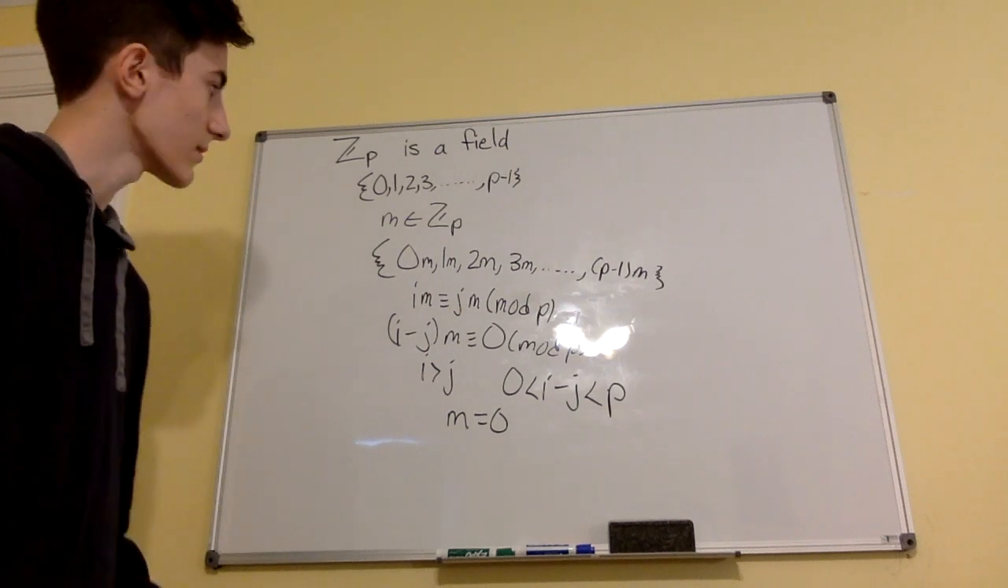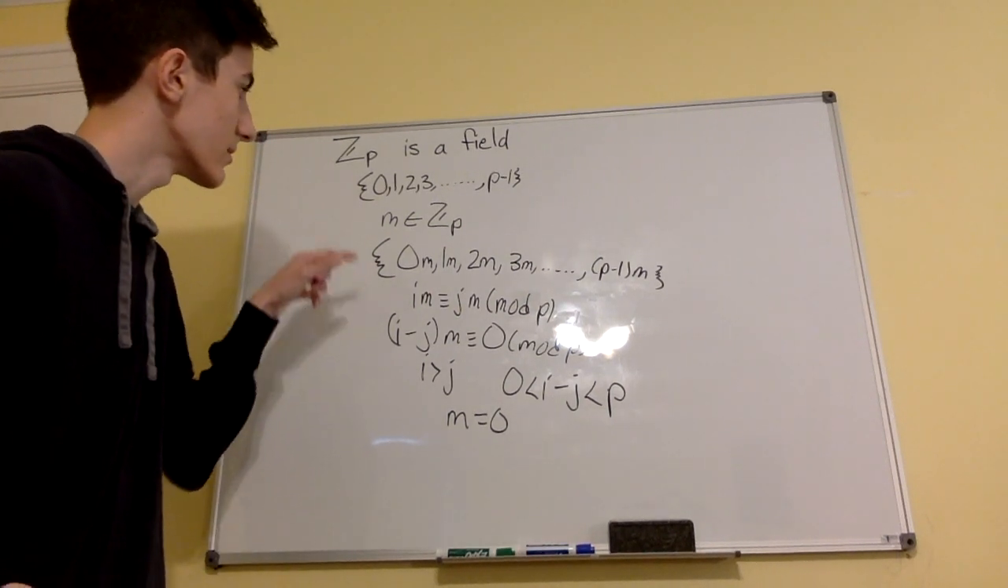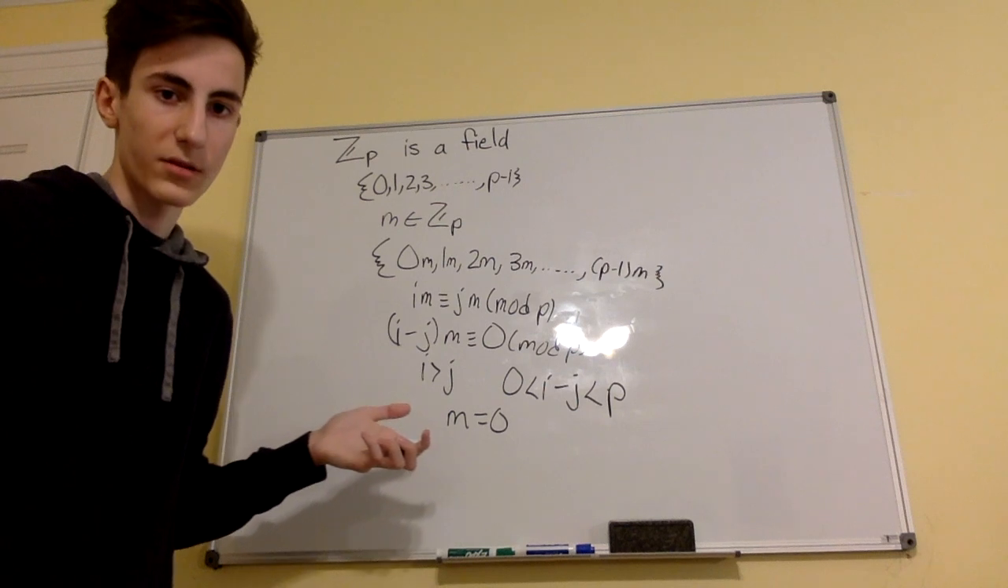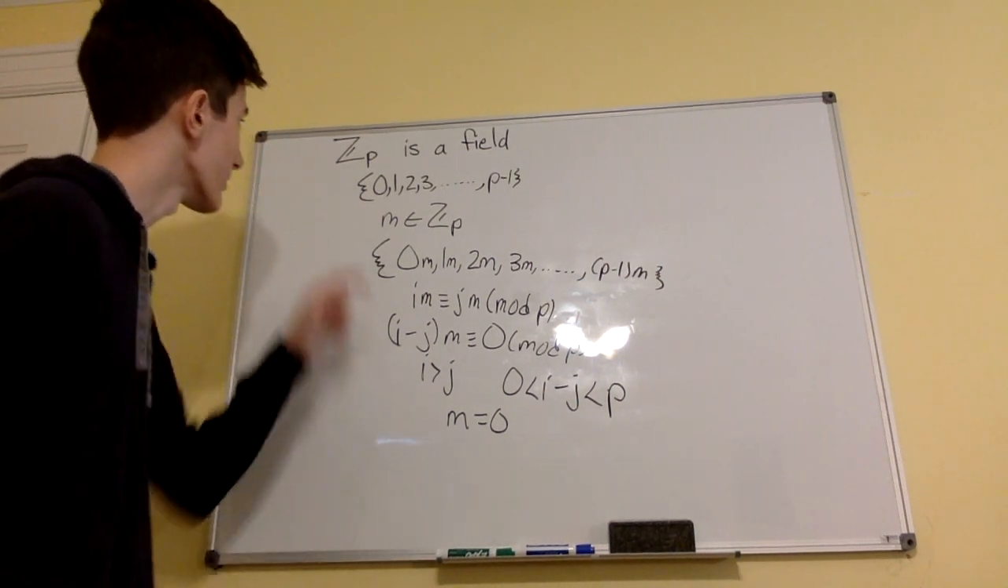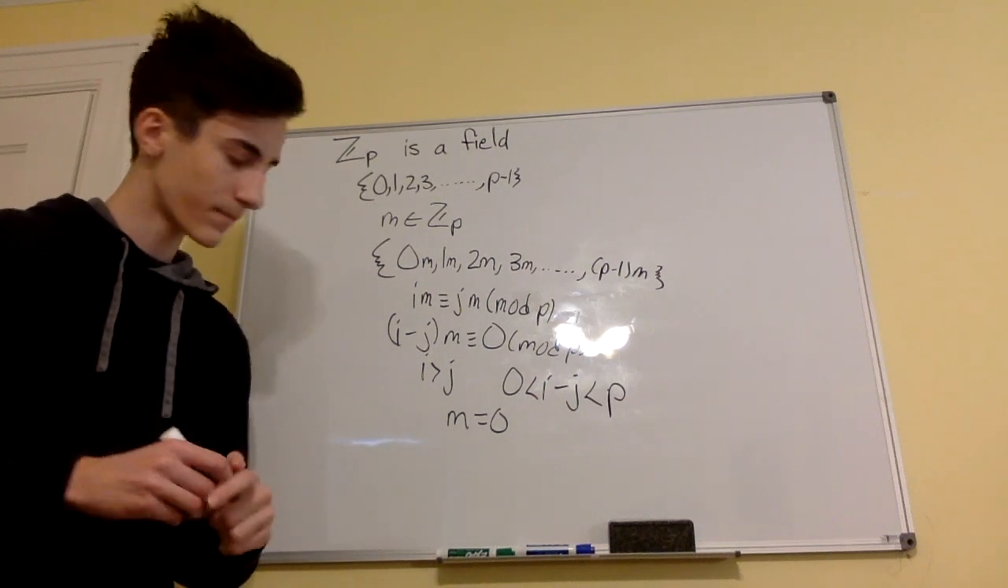And if M equals 0, that means the only element here that doesn't have a multiplicative inverse is 0, which satisfies the conditions for the field. Therefore, Z_P does form a field.